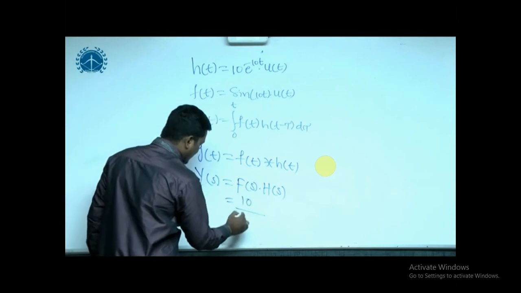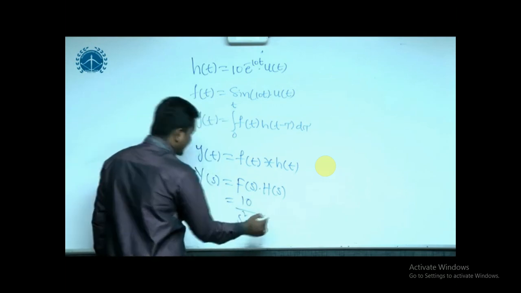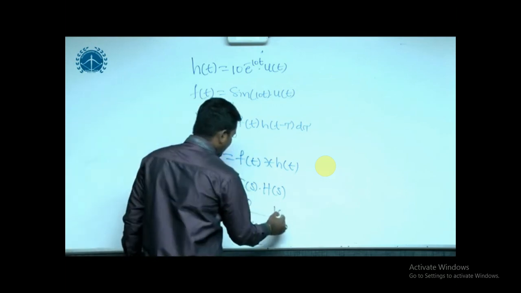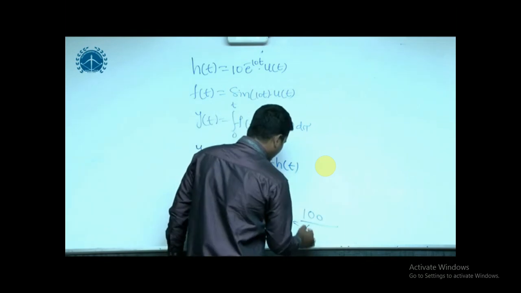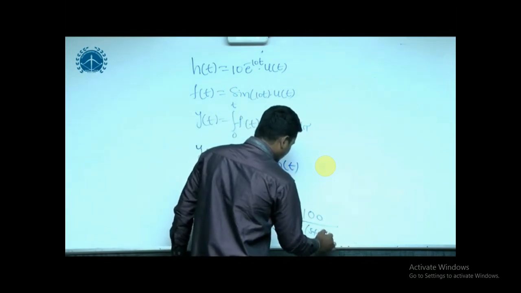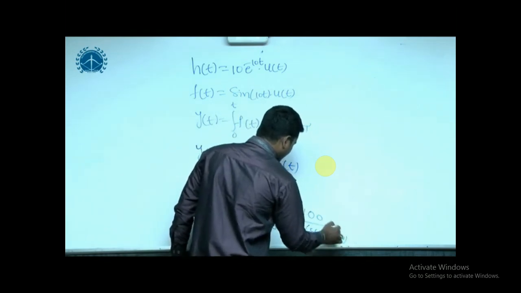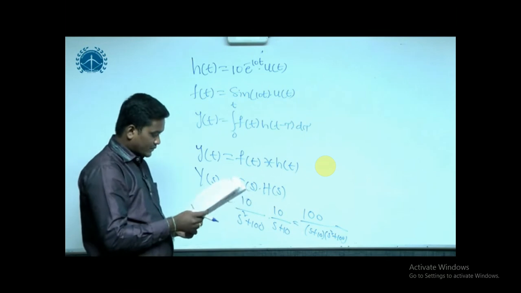10 by s square plus 100 into, what is the Laplace transform of h of t? 10 by s plus 10. This equals 100 by (s plus 10) into (s square plus 100). This is the answer. So the right option is C.